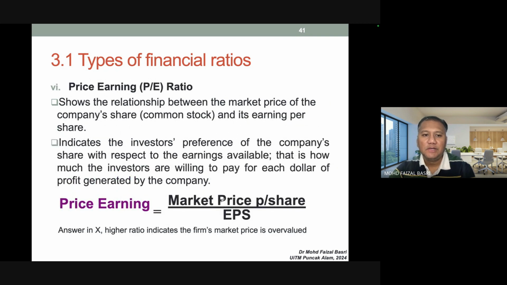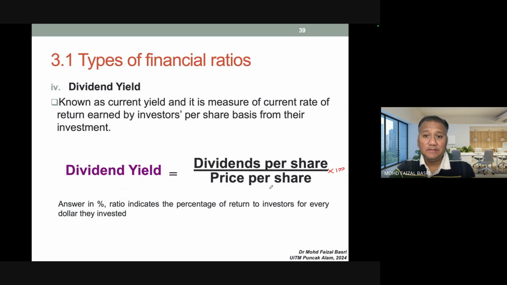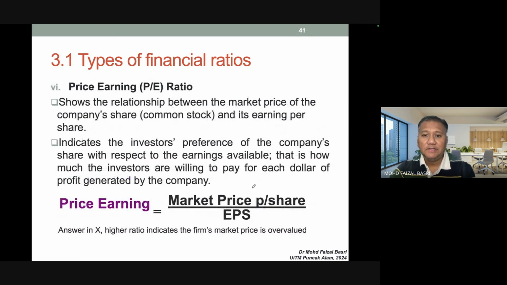Okay, PE ratio. Again, we use market price per share. Okay, sama macam dividend yield tadi. Ada price per share ni. Okay, and then divide by EPS, earning per share, our very first ratio just now. Okay, since dia punya numerator is per share basis, so kita tak boleh guna net profit lah kat sini. Kita kena cari earning per share dia in order for us to get the PE ratio. Okay, the PE ratio. So that's the 6 ratios under market ratio.